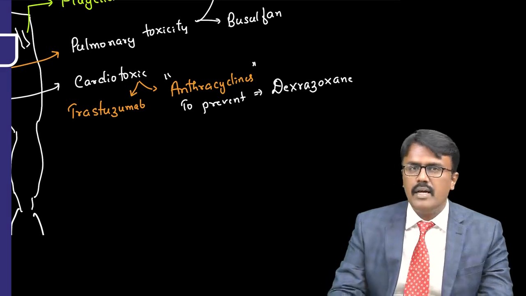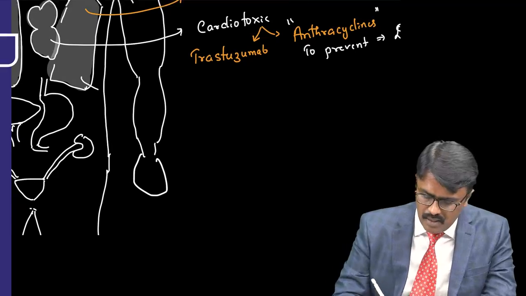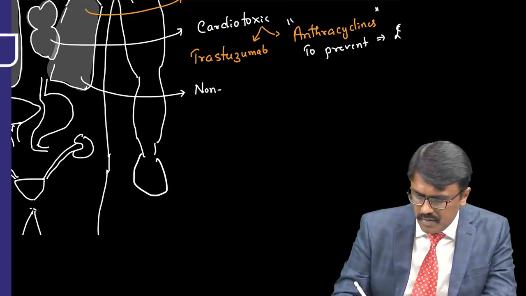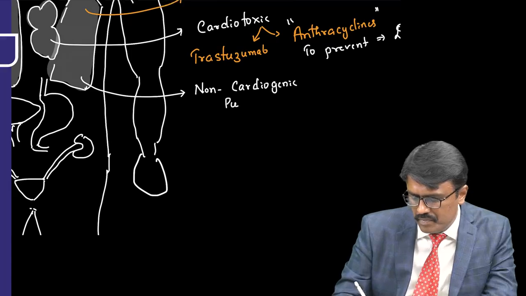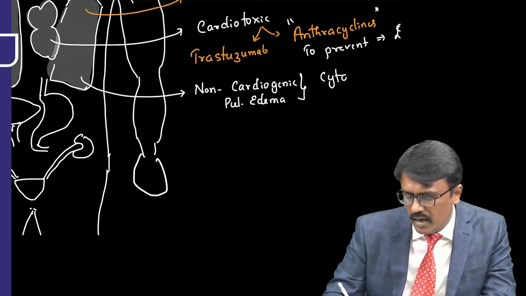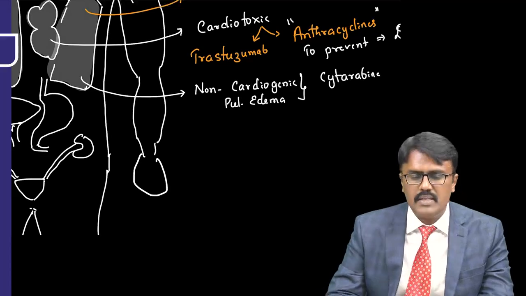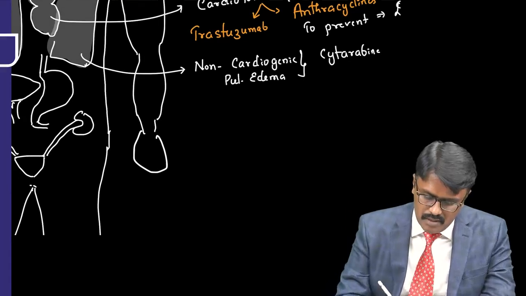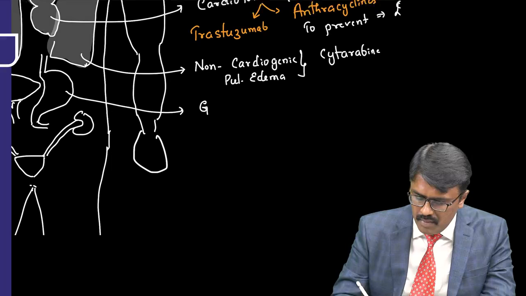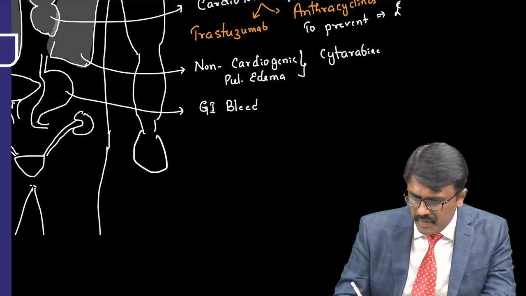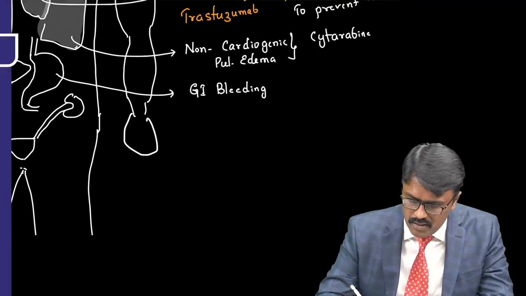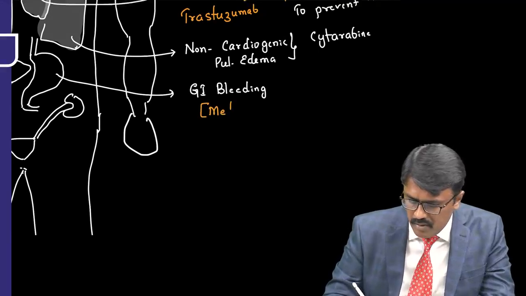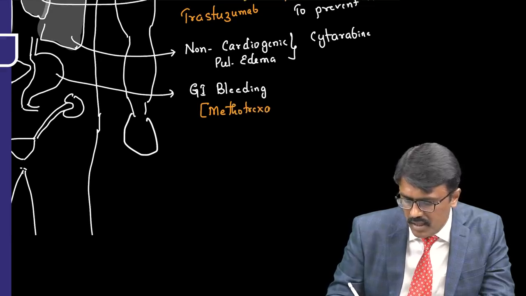It is called dexrazoxane. Now, a drug can produce non-cardiogenic pulmonary edema. So, what is the name of the drug which can produce this? That is called cytarabine. The name is cytarabine. Now, coming to the stomach, there may be gastrointestinal bleeding, and the drug which most commonly causes this GI bleeding is methotrexate. It can cause GI hemorrhage.